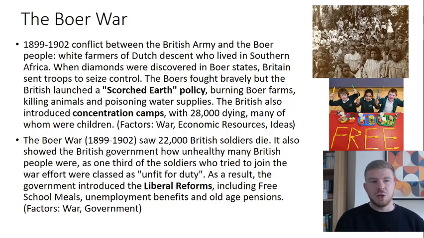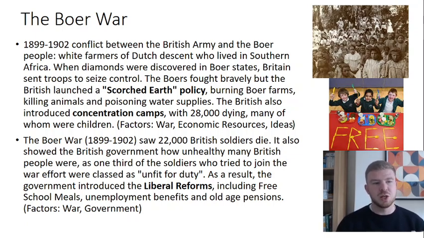Another key part of this unit, and again looking at Africa, is the Boer War. We're going to focus on the second Boer War for our studies, 1899 to 1902, and that's a conflict between the British Army and the Boer people. They're white farmers of Dutch descent, who live in southern Africa, and at this point had lived there for about 200 years. When diamonds were discovered in Boer states, Britain sent troops to seize control of those areas, even though they were run and controlled by the Boers. The Boers were a small group compared to the British. They did not have the economic power to provide lots of expensive weaponry, but they fought incredibly bravely.